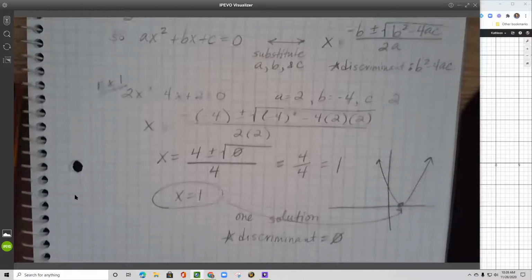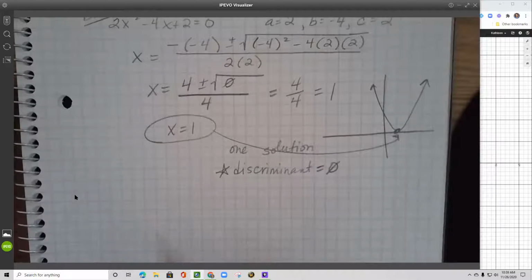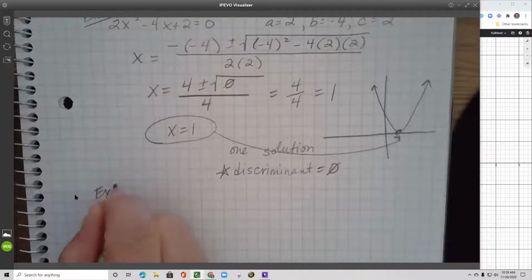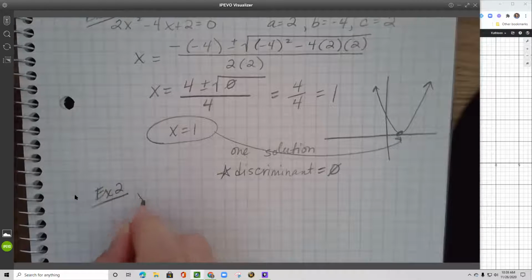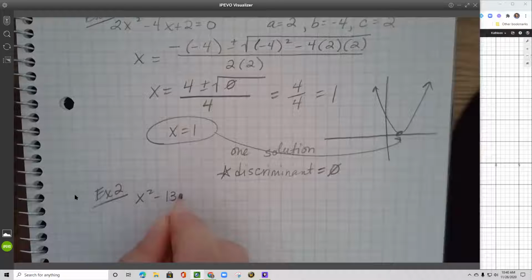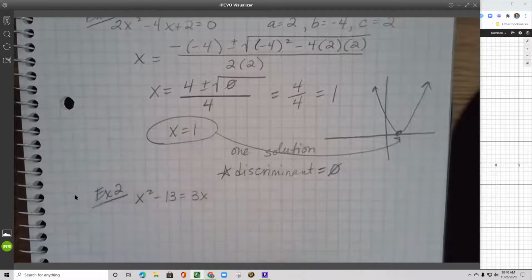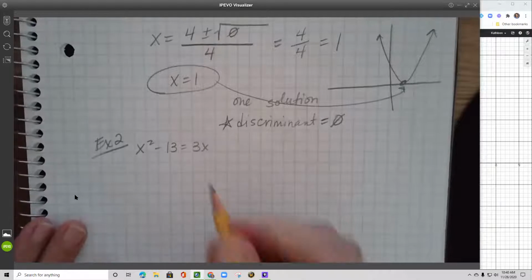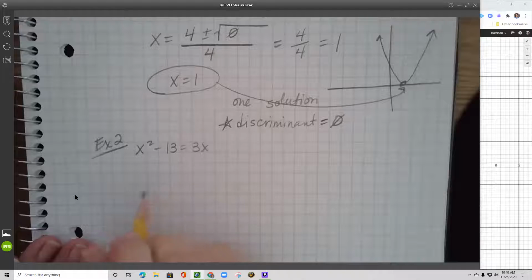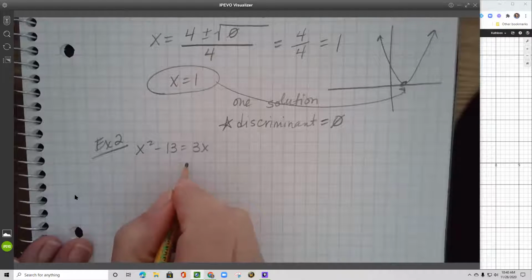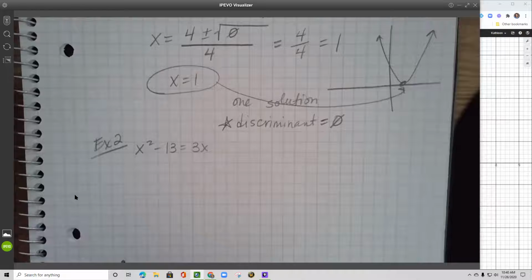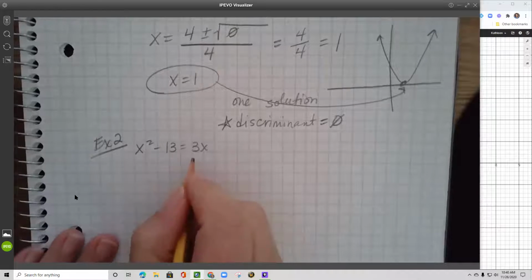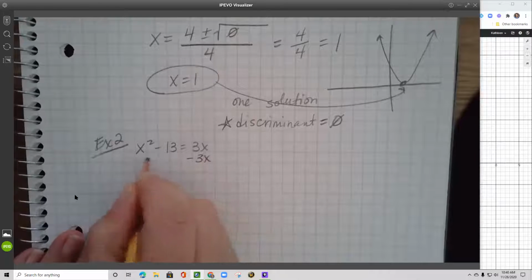Let's look at another example. We're going to solve this one using quadratic formula as well. But I have a little bit of work to do before I can use quadratic formula because this equation is not in standard form and it doesn't equal 0. So I'll have to do some rearranging here.